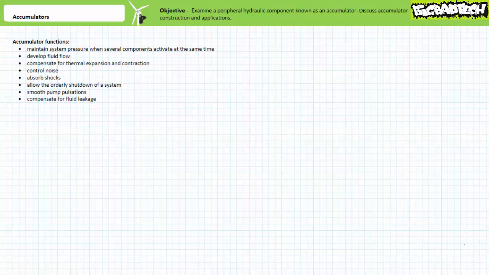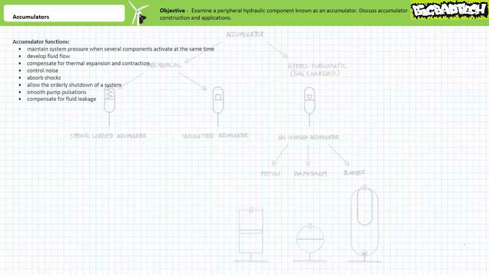Despite these numerous important roles, accumulators are astoundingly simple devices. Accumulators are basically a tank of pressurized fluid placed close to vital points in a circuit that require pressure and flow to ensure stable, reliable operation of the system. Accumulators are hydraulic energy storage devices designed to meet momentary pressure and flow demands.